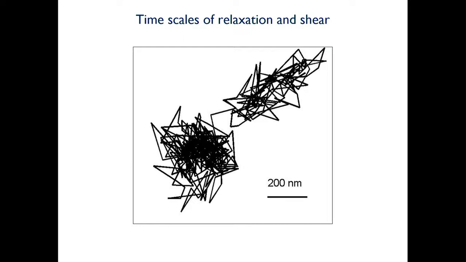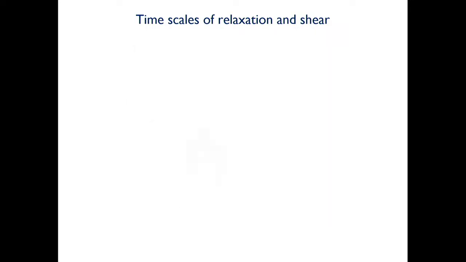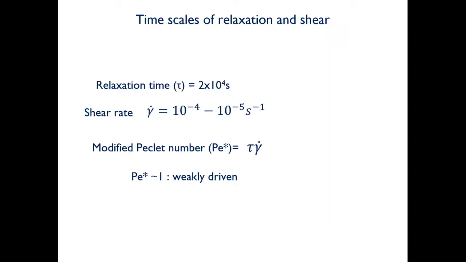If you look at a typical particle, how does it move? On small time scales, it jiggles around a mean position, and if you allow sufficient time, it will escape, go to a nearby cage, and do the same kind of motion. So once again, one can extract a relaxation time scale from that thermal motion. That turns out to be 20,000, and the applied shear rates are of these values, and then one can estimate a modified Peclet number.